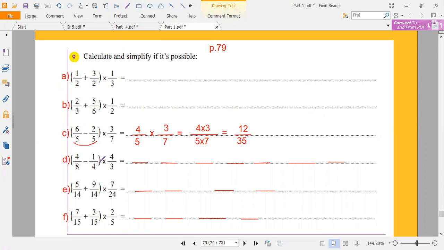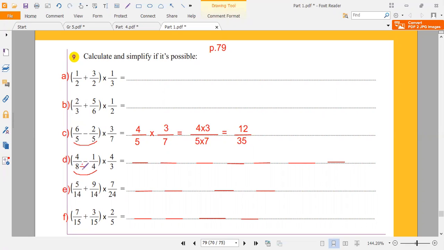The next one, also we have parentheses and multiplication. So we have to start by the parentheses. We have to subtract these two fractions. They don't have the same denominator, but pay attention. We have to see if we can simplify. If we simplify this fraction by 2, we get a denominator 4, so we get the same denominator. Pay attention, we can simplify this fraction by 4, but if we simplify by 4, we get in the denominator 2, so we don't get the same denominator.